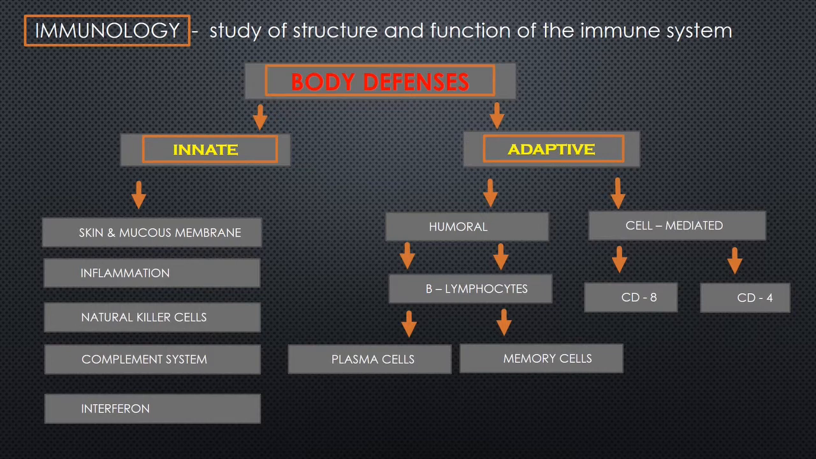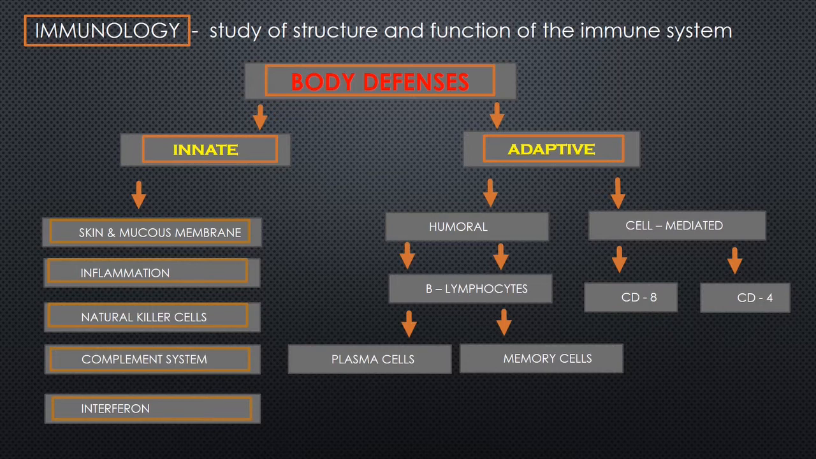Now, under the innate, there are mechanisms of action from which the body will be defended by the innate system, classified as the following: the skin and the mucous membrane, the inflammation, the natural killer cells, the complement system, the interferon. All of these are intended to fight infections and to facilitate tissue repair as its main goal.